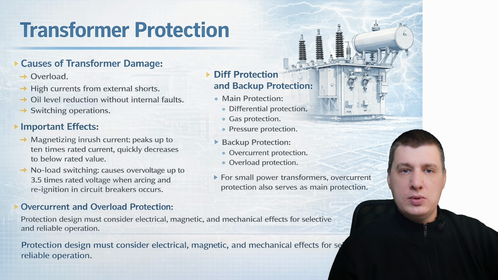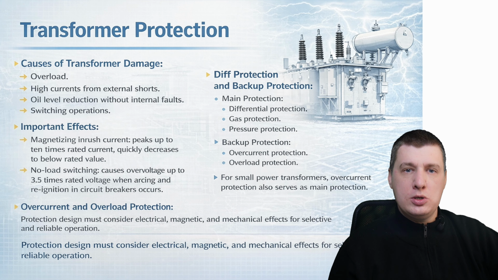Another effect occurs when the transformer is disconnected without load. Stored energy creates oscillation of voltages. Peak values reach up to 5 times the rated voltage. In practice, arc reignition in circuit breakers limits this rise. Typically, overvoltage stays within 3 to 3.5 times the rated voltage.